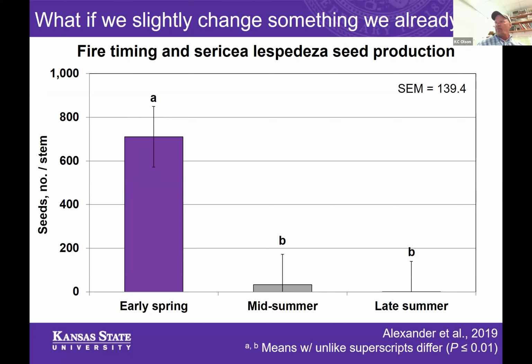In the midsummer treatment, that was about 33 seeds per stem. And in the late summer treatment, that number is not 0, but it's close to it. That's less than 1 seed per plant that was produced following that late summer fire treatment.